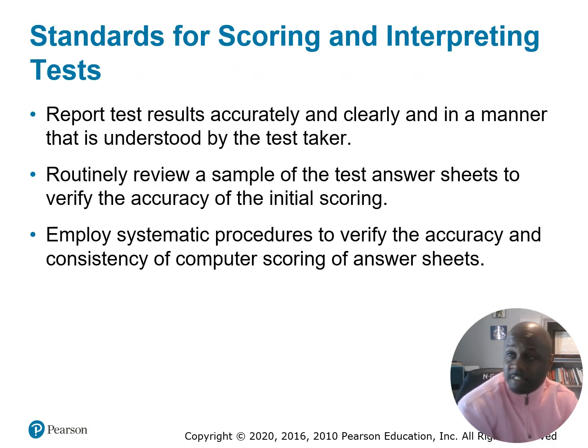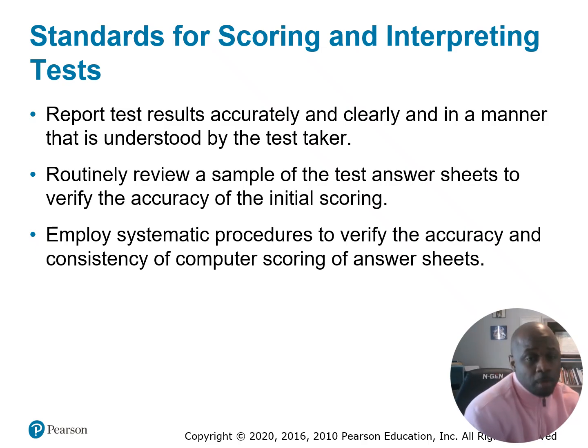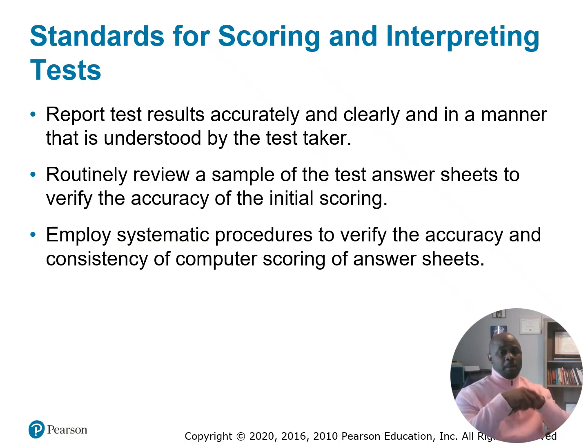So for scoring and interpreting tests, report test results accurately and clearly in a manner that is understood by the test taker. Routinely review a sample of the test answer sheets to verify the accuracy of the initial scoring, and employ systematic procedures to verify the accuracy and consistency of computer scoring of answer sheets. So again, for those standardized tests, you want to make sure that your reporting is very accurate. You want to report that you're routinely reviewing the test and the accuracy of the initial scoring. You also want to make sure that all the procedures that were utilized followed the manual and followed how the test was supposed to be administered.